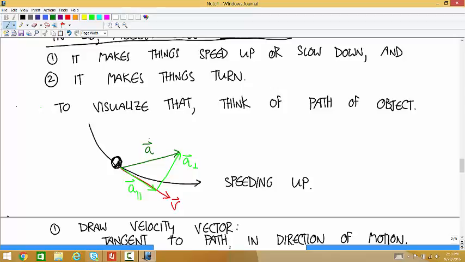So that's a way to visualize what acceleration looks like in 2 dimensions. And it's a way to break up the acceleration into a part that's making it speed up or slow down and a part that's making it turn. We're going to spend a lot of time on that on one of the labs coming up. I can't remember if it's next week or the week after. Any questions about that? Okay.